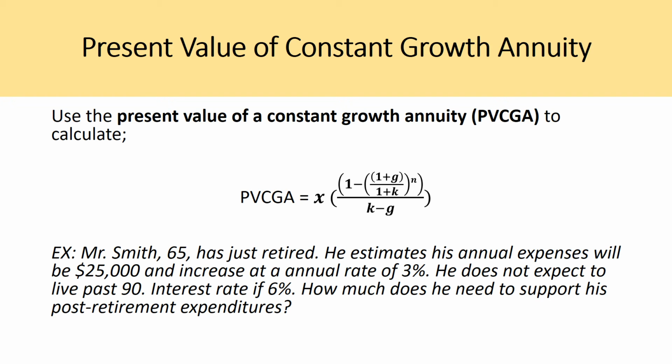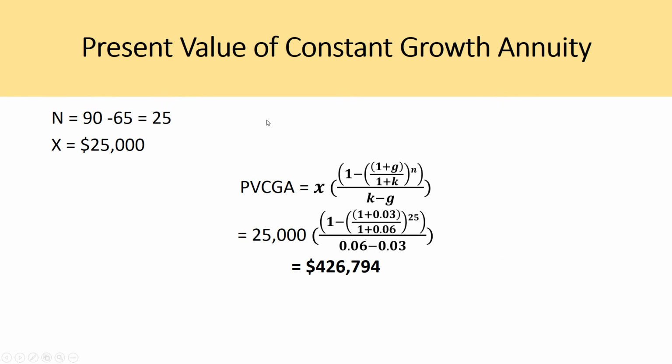So we need to calculate the present value, the amount of savings that he needs right now in order to live for the next 25 years at an annual rate of $25,000 that will increase by 3% every year. So we take those numbers. 25 years he expects to live. He needs about $25,000 every year. That is the X value, the initial X value. It grows at 3%, the G, and the discount rate, the interest rate, is 6%.